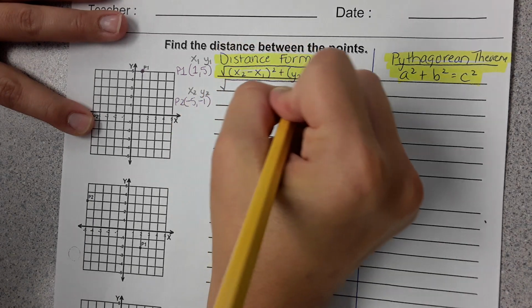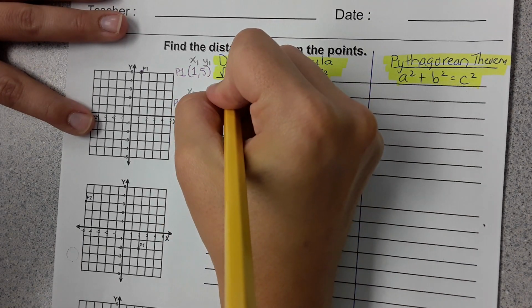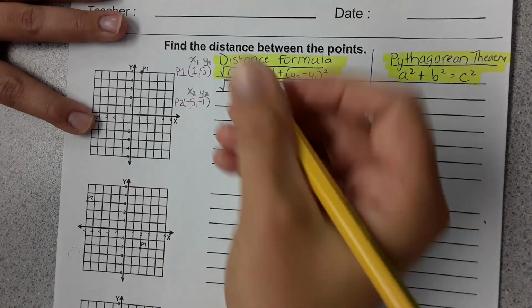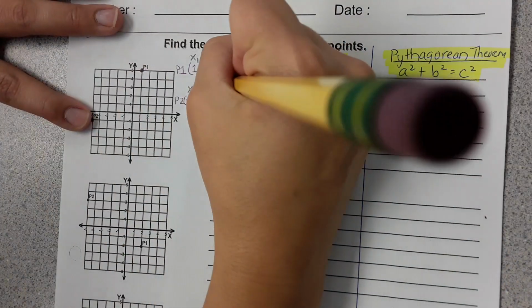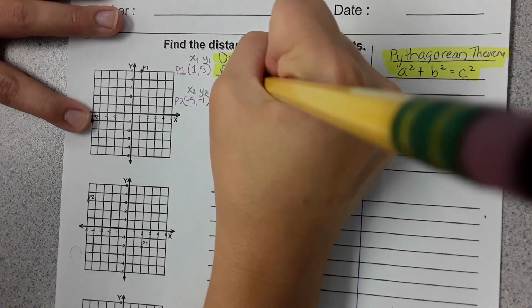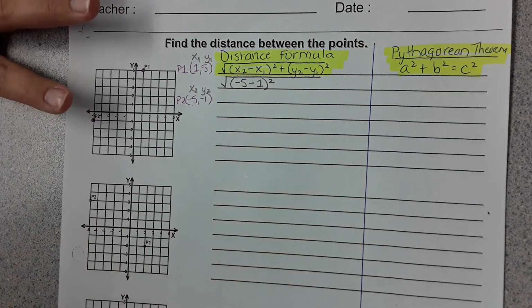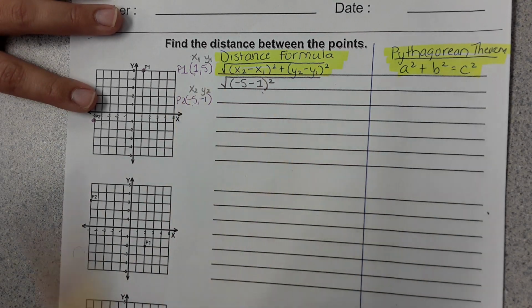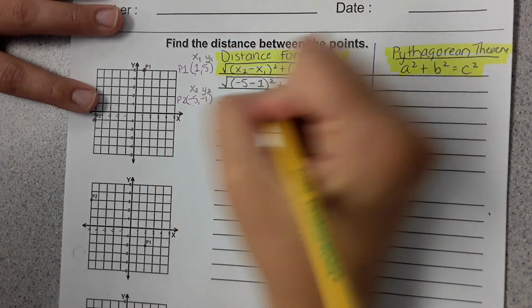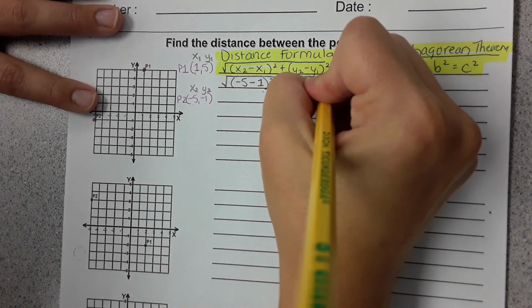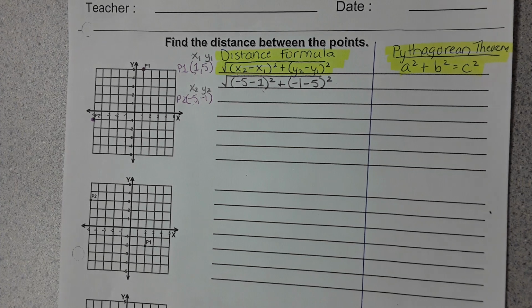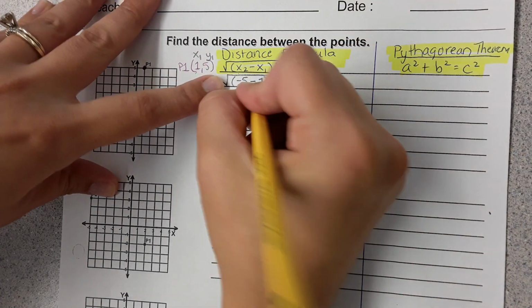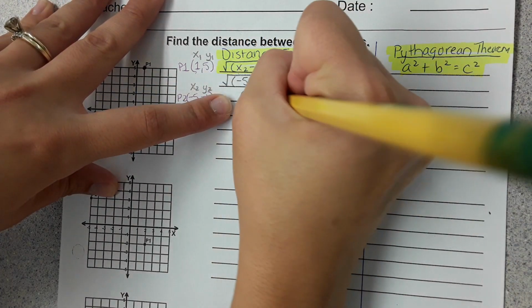So I'm going to rewrite it, but instead of the variables, I'm going to plug in the numbers. So x2 right here is -5. Then I pulled the x1 to put there. Then you are going to follow order of operations. So parentheses come first. -5 minus 1 is -6, and bring everything else down.